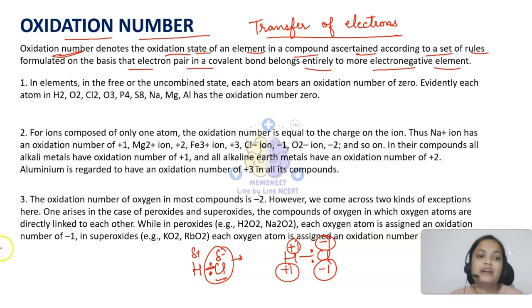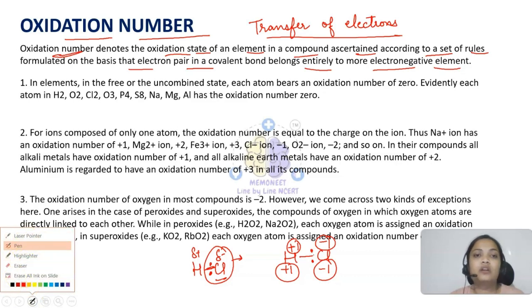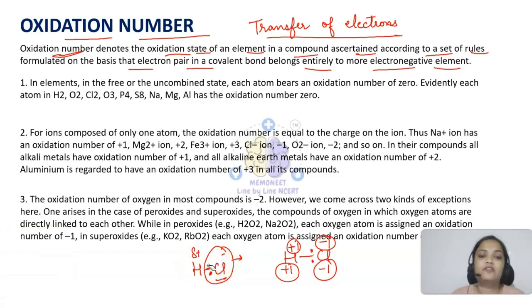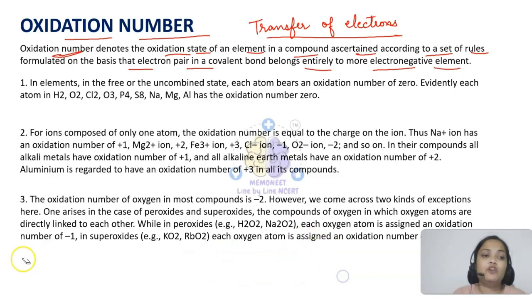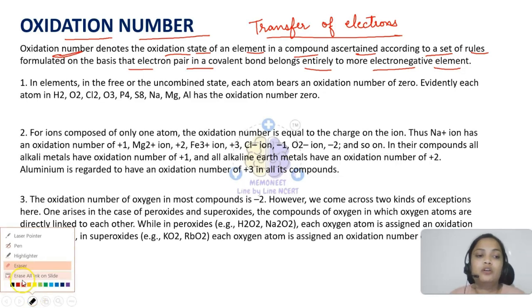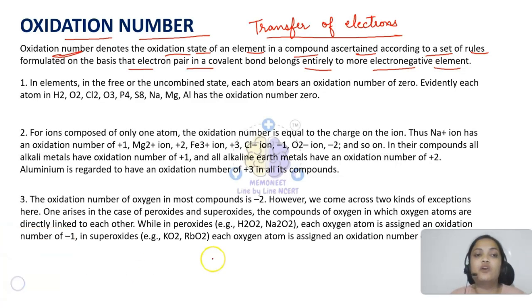Okay. So that's what the meaning of oxidation number is. Now students, if I am talking about the rules, there is a certain set of rules that we have for writing the oxidation number. This is something important because we are studying oxidation number for the first time. So we must know what the rules are that are used to write the oxidation number. So the first rule is that in the free or uncombined state, each atom bears an oxidation number of 0.